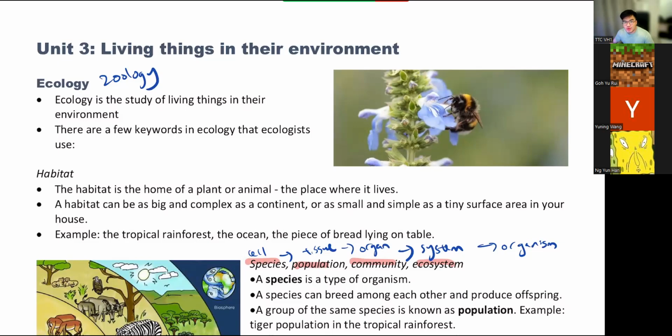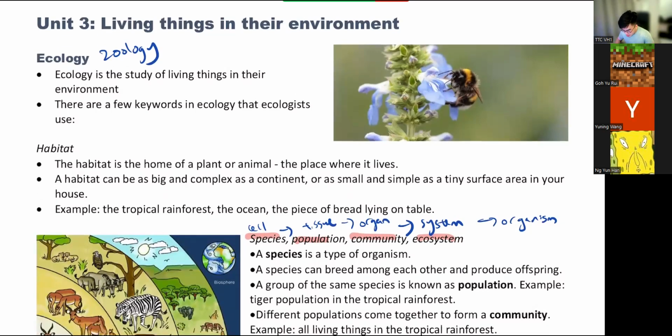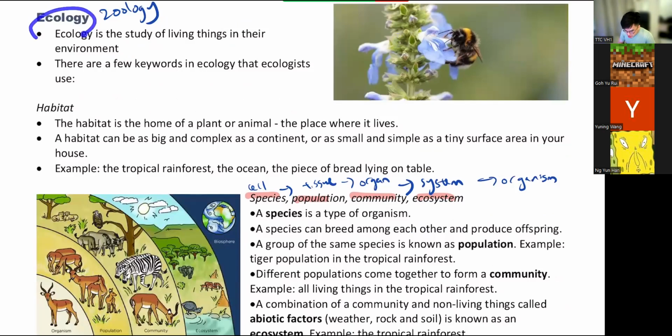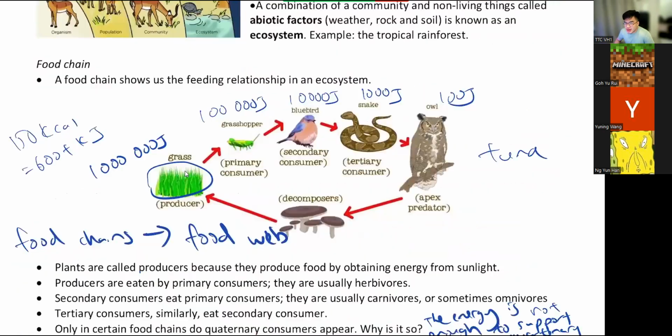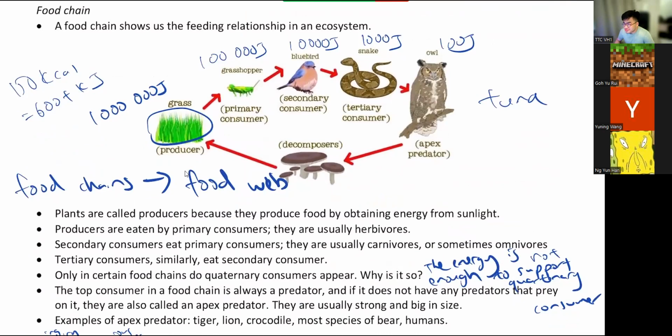Let's continue with our chapter 3, shall we? Before we move on, we have some exercise to do. As you remember, ecology is when we study these things. What is a species? When you have a group of species, it's called a population. When you put a few populations together, you get a community. And when you add the non-living stuff like air, stone, soil, you get an ecosystem. You know this already, and you know what a food web and food chain are.